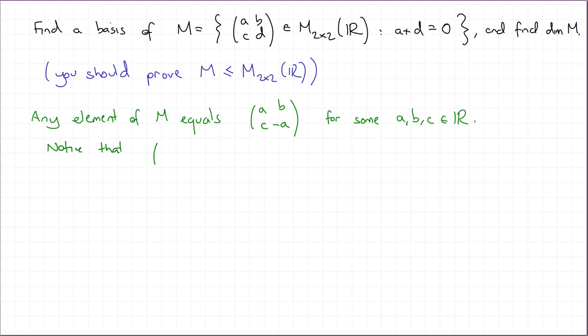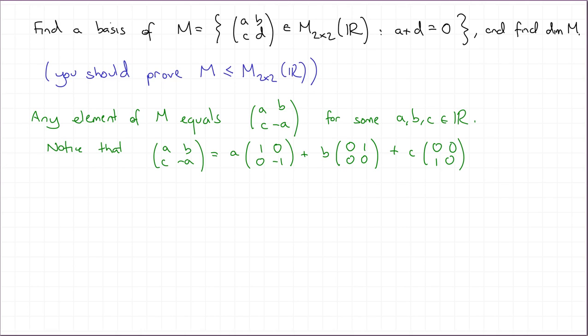that this arbitrary element A, B, C, minus A of M is equal to A times 1, 0, 0, minus 1, plus B times 0, 1, 0, 0, plus C times 0, 0, 1, 0, and importantly, those three matrices are all elements of M. If you're looking for a basis of M, then the most basic property that a basis must have is that the elements of that basis must be elements of M. So it's extremely important that when we try and find our basis, we check this most basic requirement that they've actually got to be elements of M.